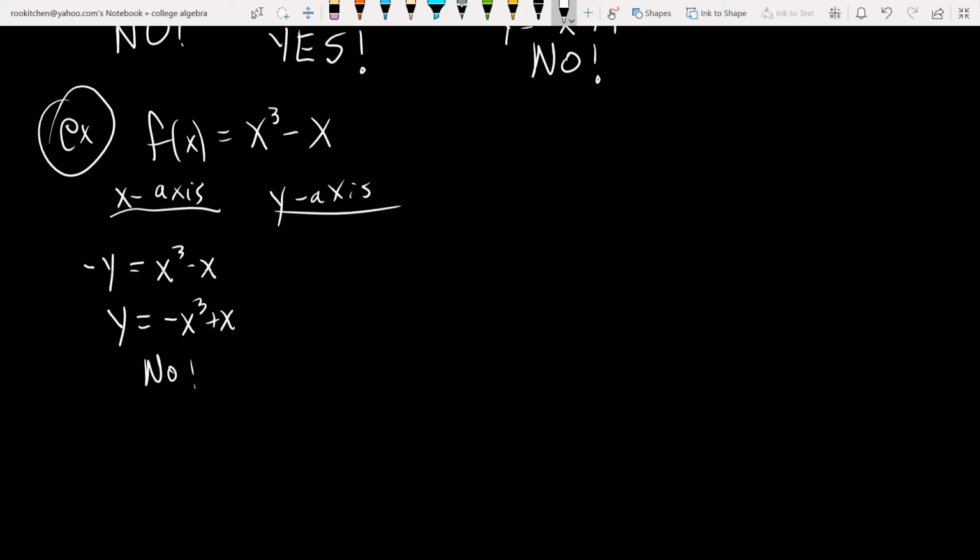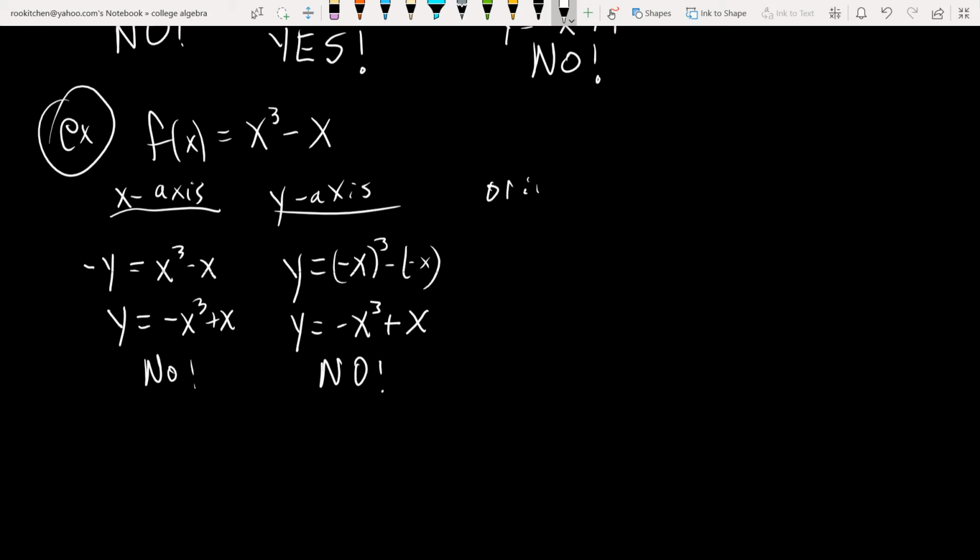Let's try y-axis. So I have y equals, now I replace x with negative x, right? So negative x cubed is still negative, so I have negative x cubed, and then negative negative is plus. Is that the same? No, that's not the same. The signs are changed.